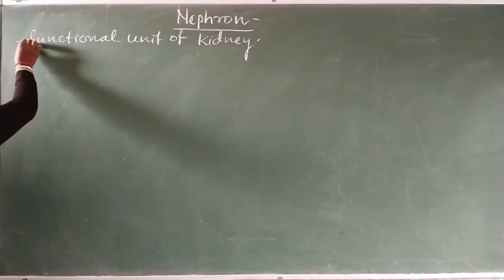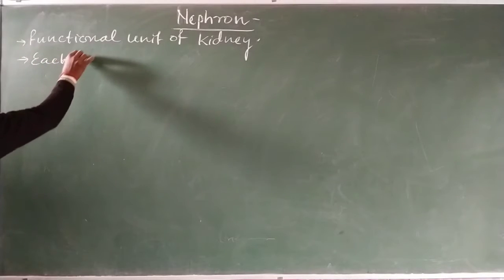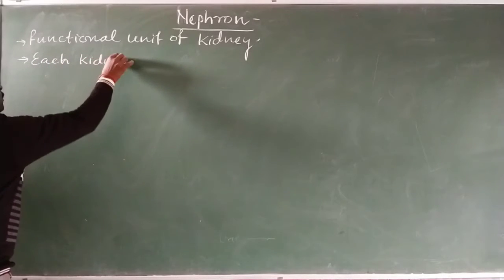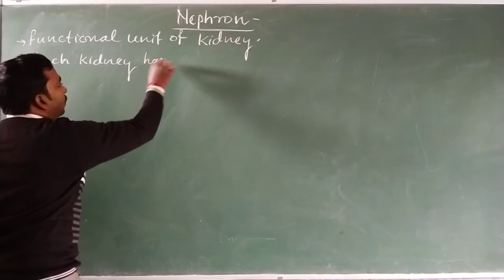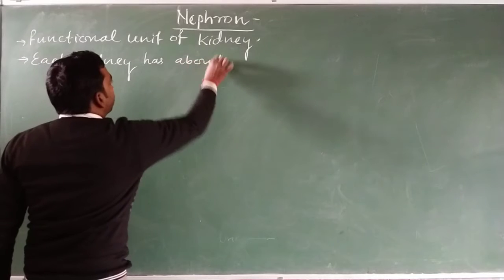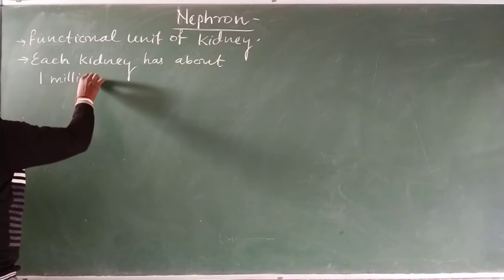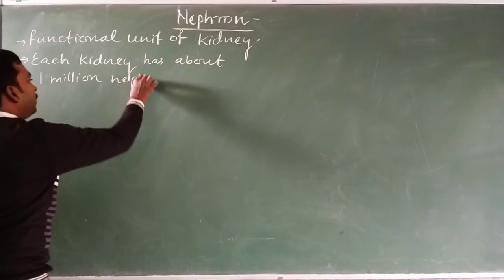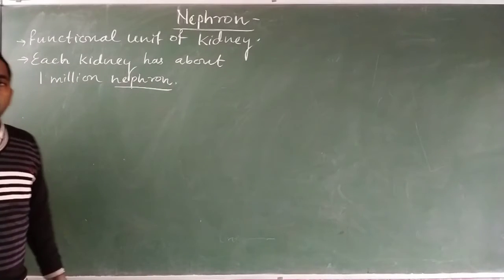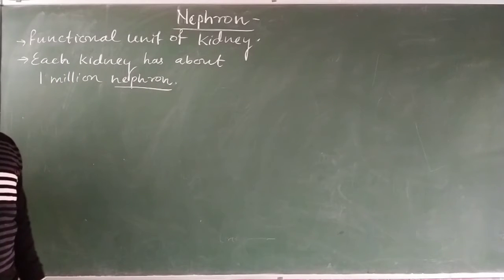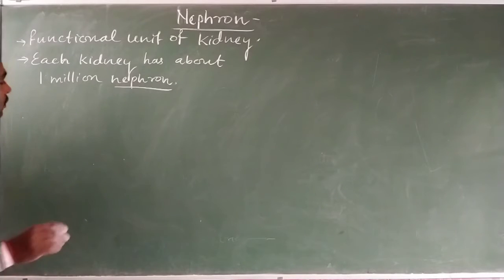And each kidney has about 1 million nephrons. So we will discuss the structure of nephron, and also we will discuss the types of nephron.